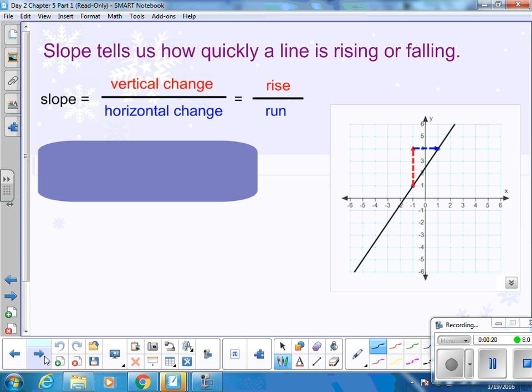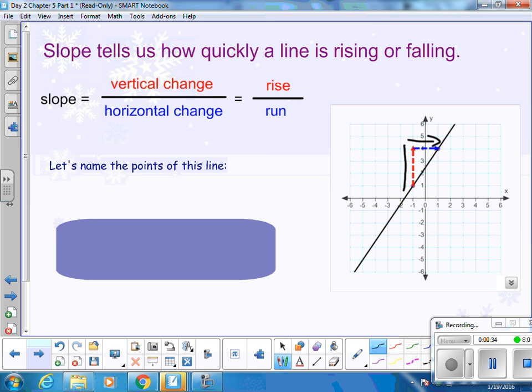So the slope tells us how quickly a line is rising or falling. We consider the slope being a ratio of vertical change over horizontal change. We call it rise over run. So how much it rises as a ratio of how much it runs. In this particular one, let's look at the points on this line. So we're going to name the points on this line. So this point right here is at -1, 1, and this point right here is at 1, 4.